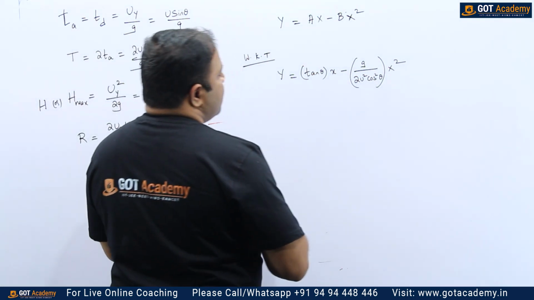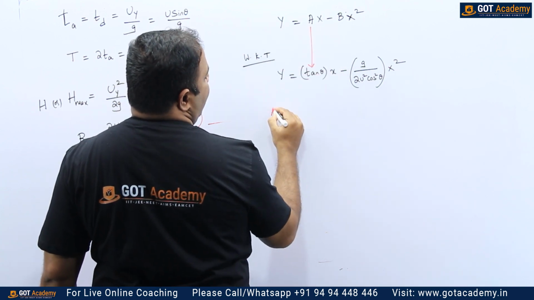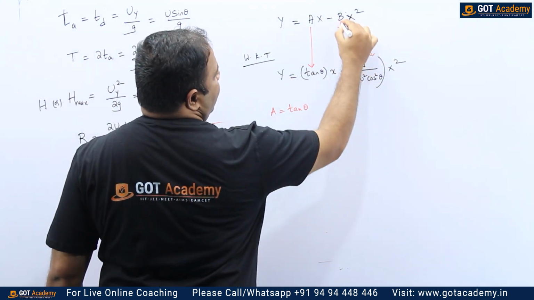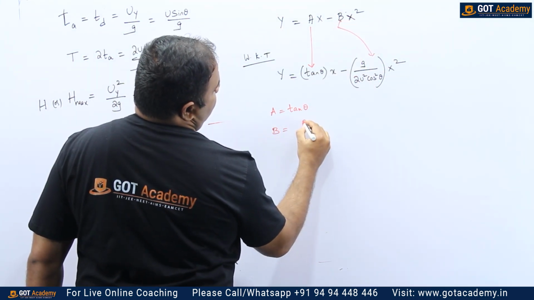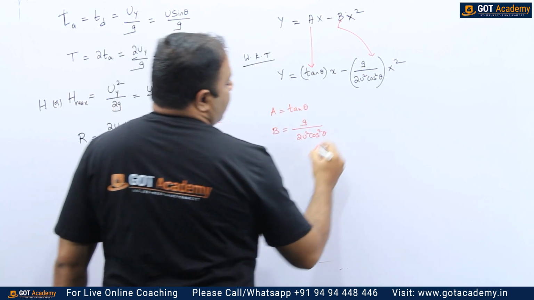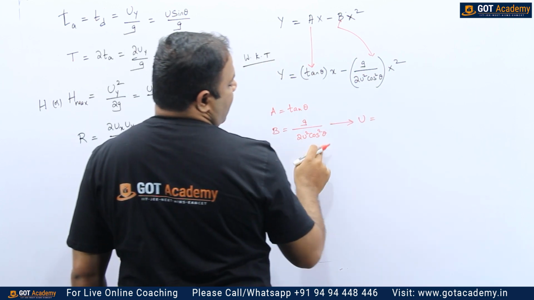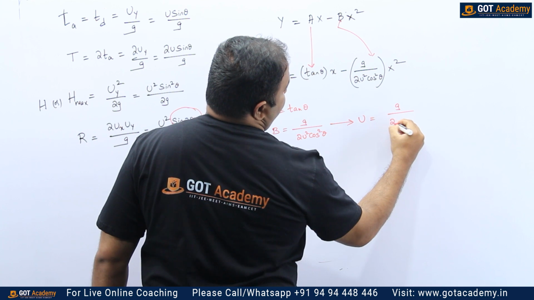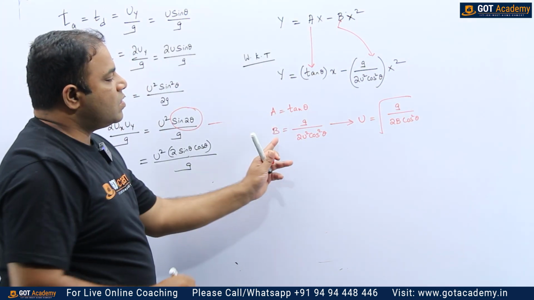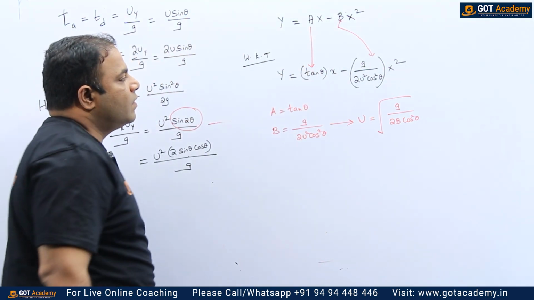So, in this projectile motion, previously I got this equation. In place of a, there is tan theta. In place of b, there is g by 2u square cos square theta. From this, we are going to find out u. What is u? b is coming this side, so u is equal to root of g by 2b cos square theta, because u square is there and b goes to the other side.